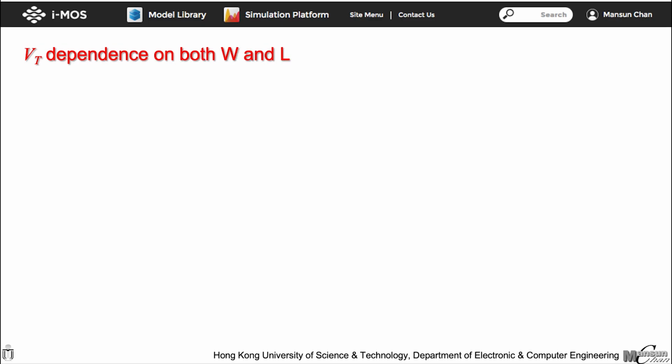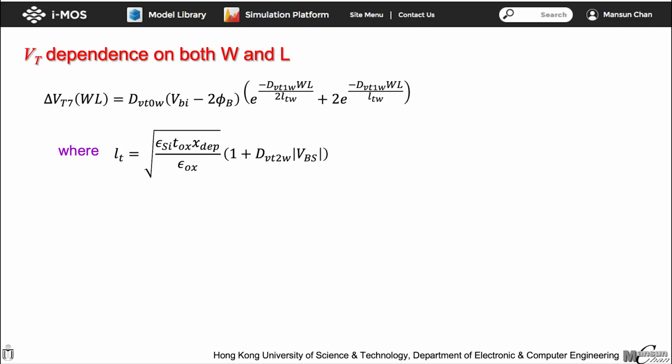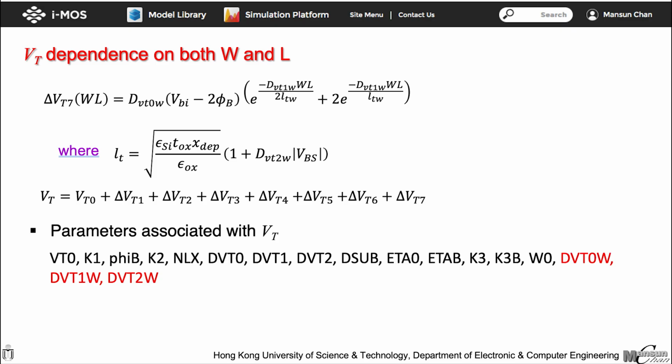The assumption for adding VT dependence on W and L is that the changes in VT with respect to W and L are uncorrelated. However, this assumption is not accurate, as the way VT varies with L can differ between wide channel and narrow channel devices. To address this correlation, we introduce delta VT7, which is a function of the product of W and L, as defined by the expression here. This delta VT7 is then added to the VT expression, increasing the number of parameters by another 3.